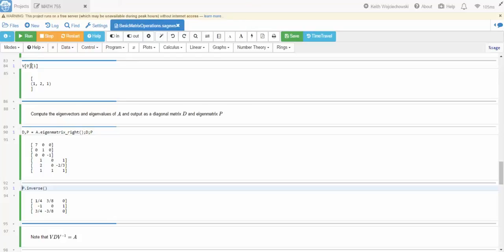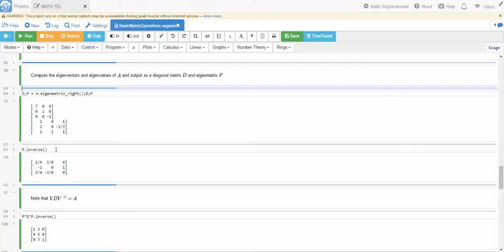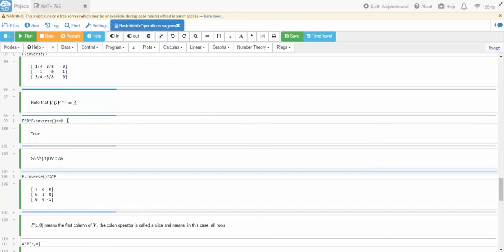Here's V0: 1, 2, 1. Here comes V1, which is 0, 0, 1, and that's the next column. And again, here is the third eigenvector, V2, which is 1, minus 2/3, 1. All right, and then here is the inverse of the eigenvector matrix. And you might remember that you can decompose a matrix A that is diagonalizable by multiplying P times D times P inverse, and we would get A back again. So if I do this right, that should equal A, and that is true.